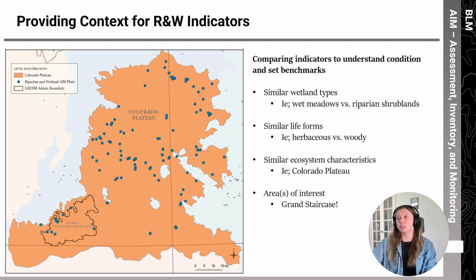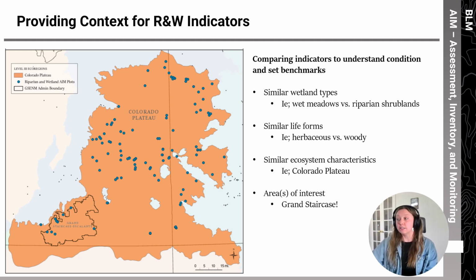There is need to put these values into greater context to better quantify condition. To do so, we are exploring grouping similar wetland types and life forms, as we would expect differences between something like a wet meadow dominated by herbaceous species compared to a riparian shrubland dominated by woody species. As this program has continued to grow, there are more riparian and wetland plots that we can start to look at comparisons across greater areas with similar ecosystem characteristics. So for example, we can look at values across all riparian and wetland plots in the Colorado Plateau to similar wetland types within the Grand Staircase region.